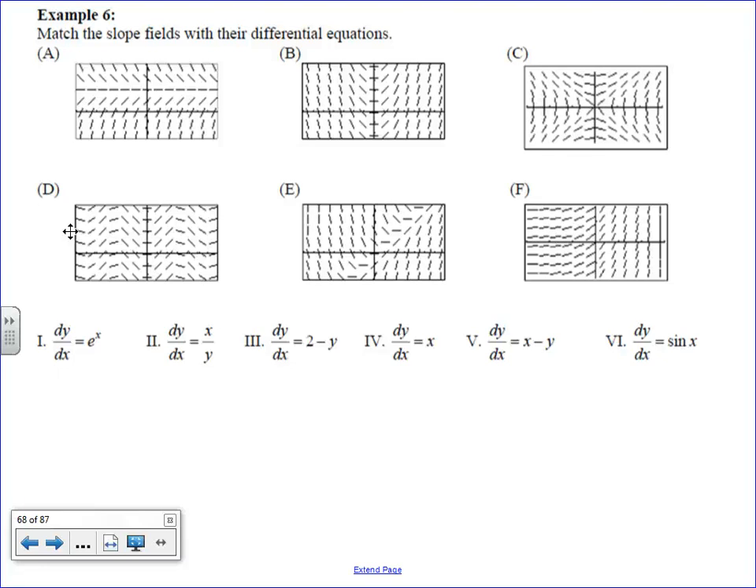B looks like what? I said B looks like X. Okay, hold on. Give me one. I just got like little pieces. Give me one. B looks like X squared. B looks like X squared.